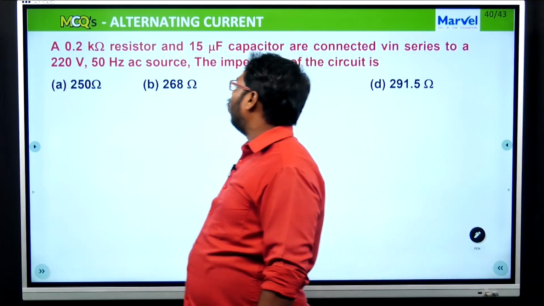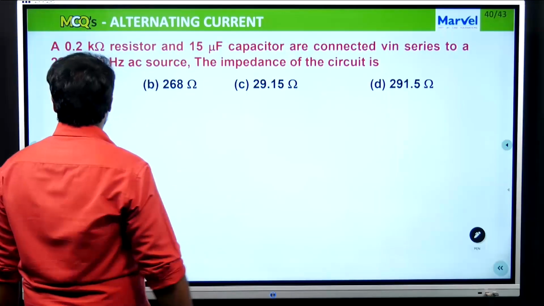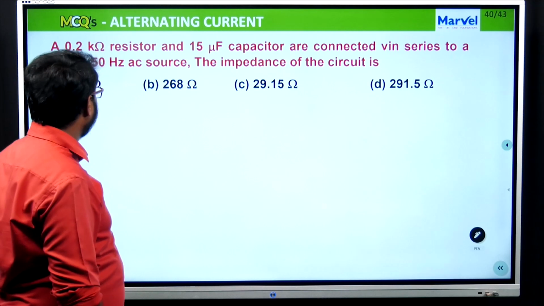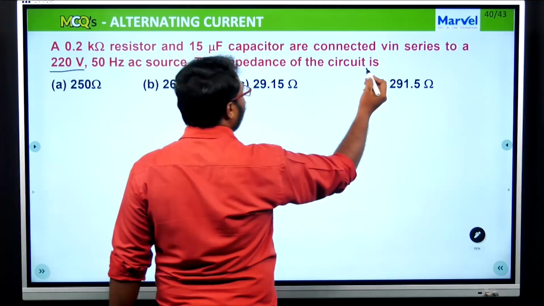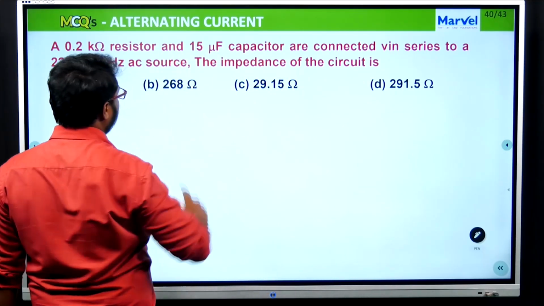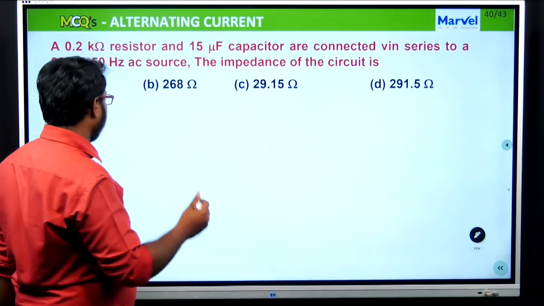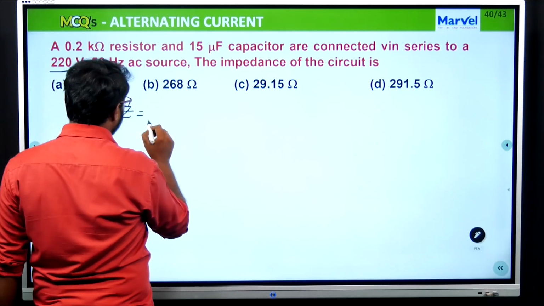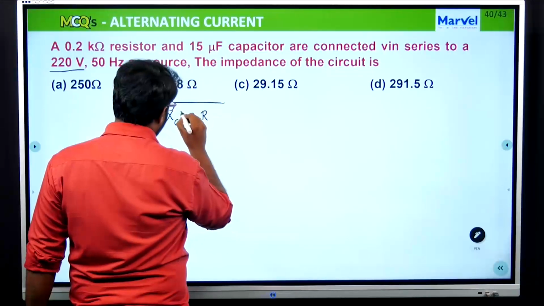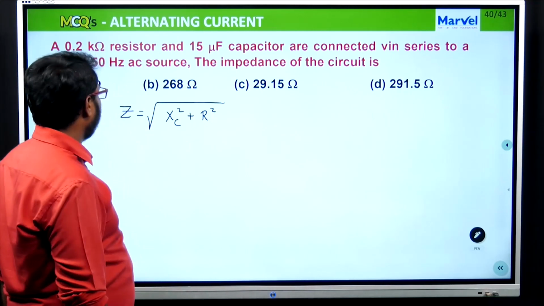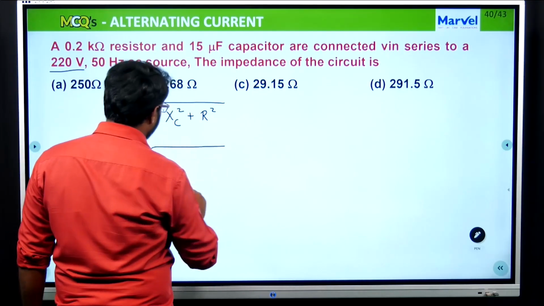Here a 0.2 kilo ohm resistor and 15 microfarad capacitors are connected in series to a 220 volt and 50 hertz AC source. The impedance of the circuit is what you are supposed to find. So this is again what? This is an RC circuit, the circuit which has only a resistance and a capacitor. For that you are supposed to find the impedance. So the impedance is nothing but root of XC squared plus R squared, equal to root of, what is XC?